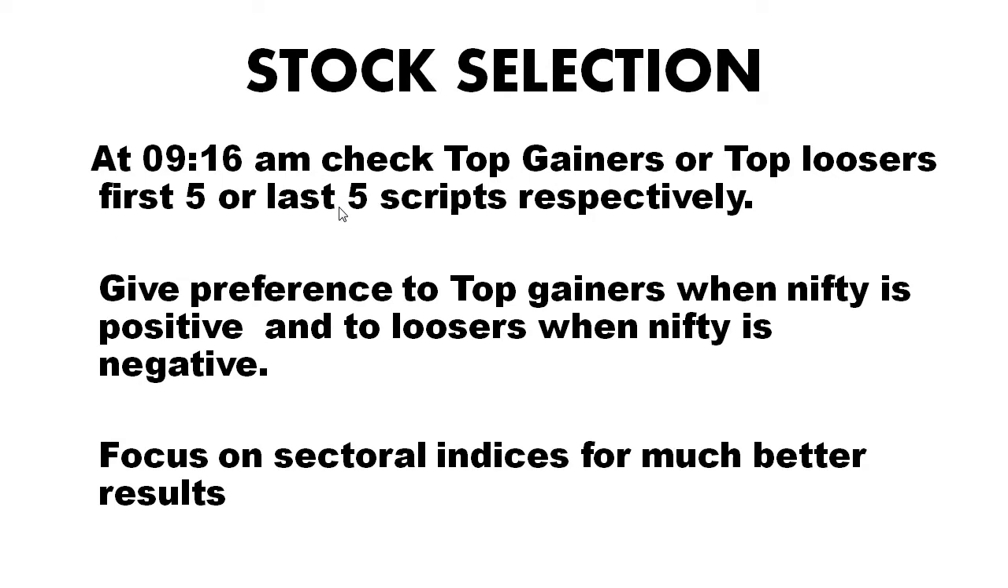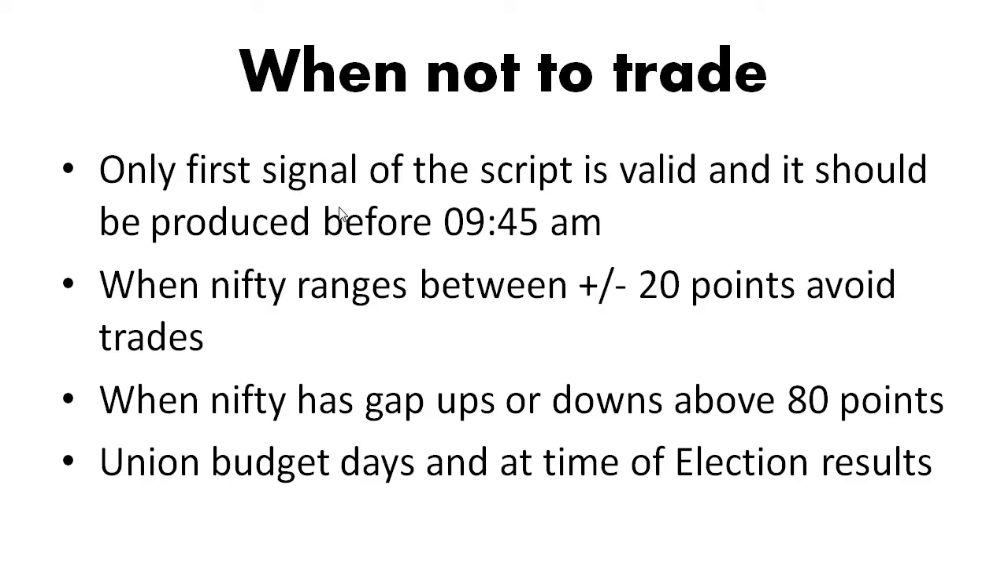After selecting the stock, we go for the signal generation. And once again I am reminding you, I am not going to add any indicators for this trade. It is completely based on price action. When Nifty ranges between plus or minus 20 points, avoid the trades. In those cases we have to avoid trades.